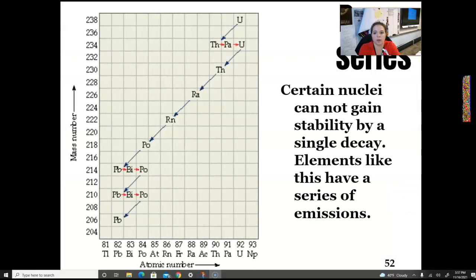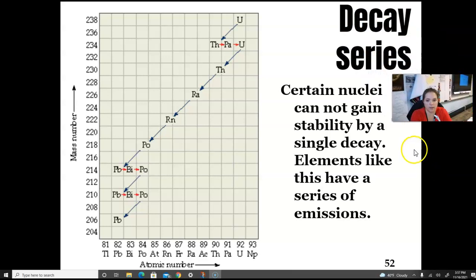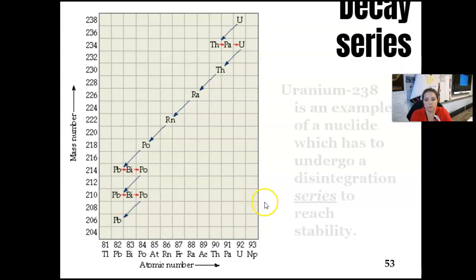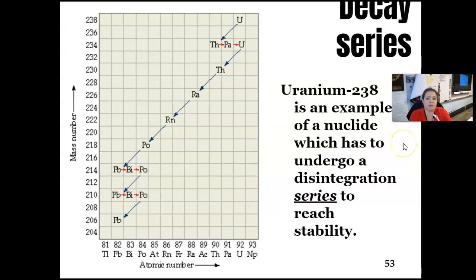All right, so we have this lovely little decay series right here. Certain nuclei cannot gain stability by a single decay. Elements like this have a series of emissions. So uranium 238 will go to one of these three, and then it's going to go down again, and again, and again, and then down to lead 214, Bi or Po, polonium, and then down again, all the way down to lead. So it's going to keep doing this. This is uranium 238. It's a great example of a nuclide which has to undergo a disintegration series to reach stability.